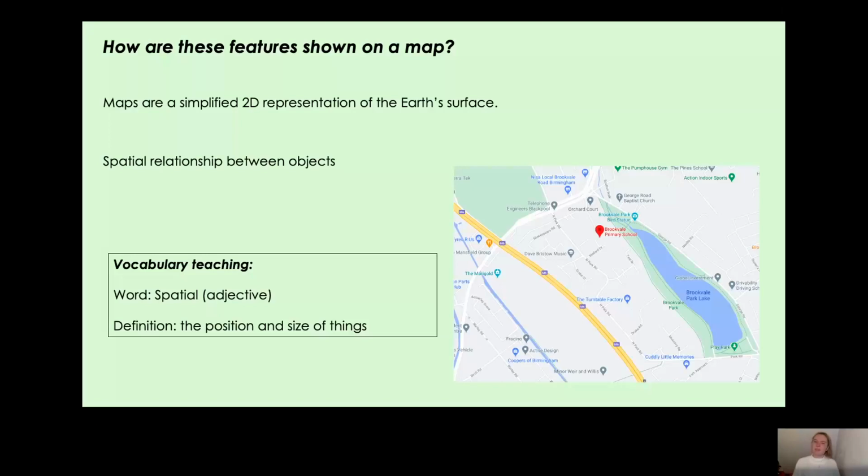Okay, what does that mean? Well, spatial is an adjective and it means the position and the size of things. So that means that it shows the relationship between the position of things and the size of things. Okay, so it could show you where a house is in relation to the school. Okay, so you can see the position of things compared to another thing.